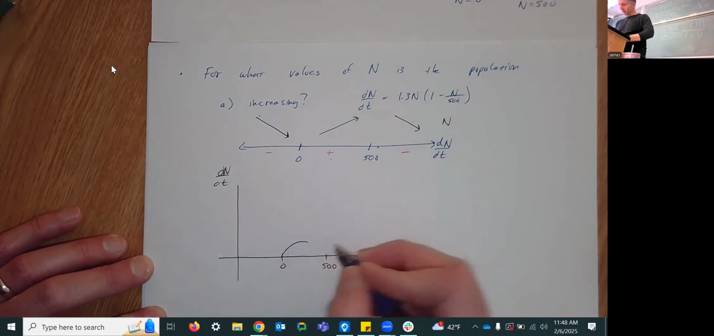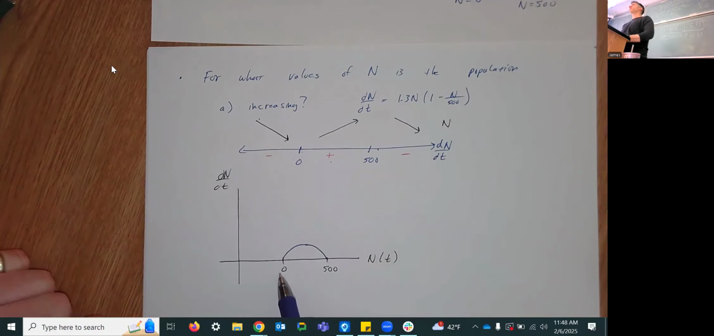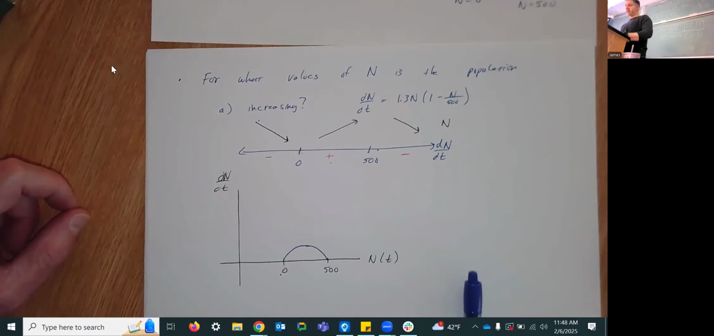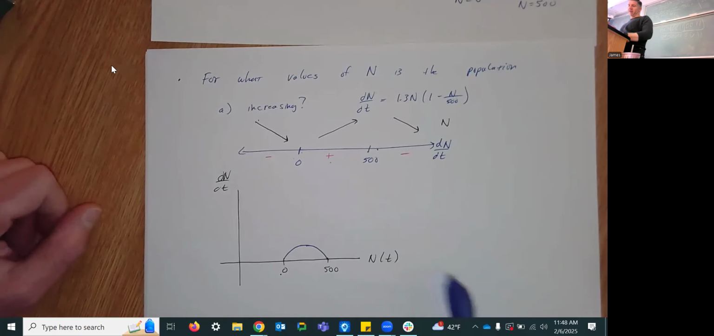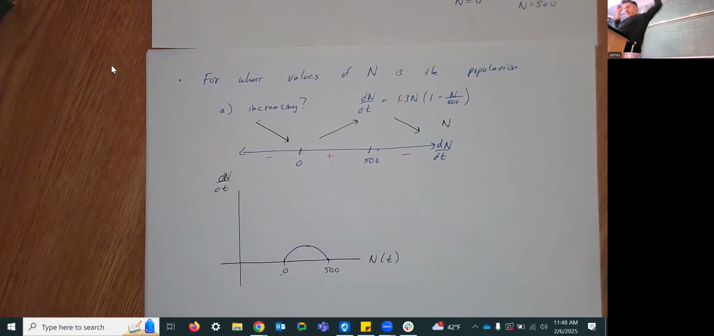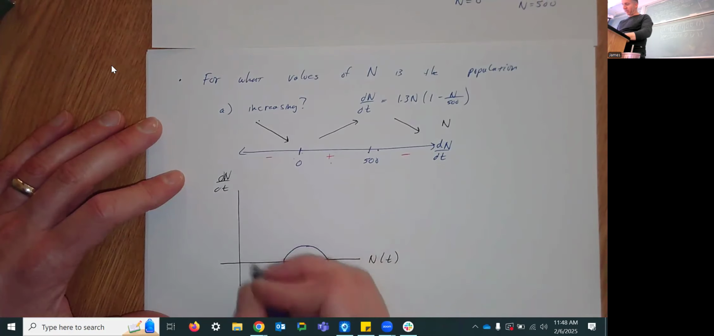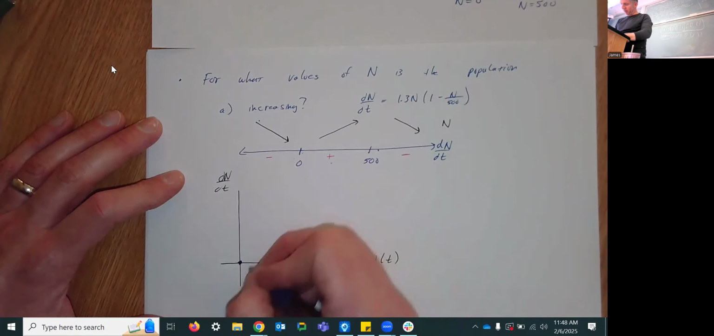Kind of like that. Between 0 and 500, why did I put my 0 there? Terrible. Fine, I'm going to fix it over here. I'll fix this later.